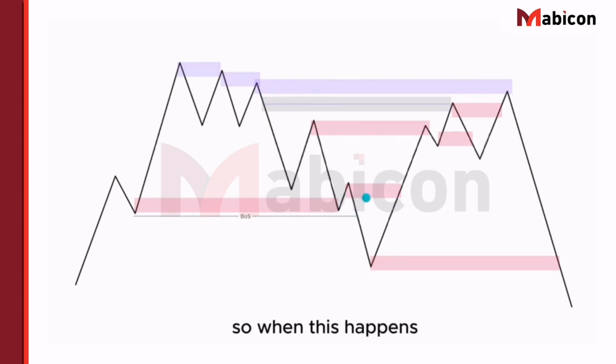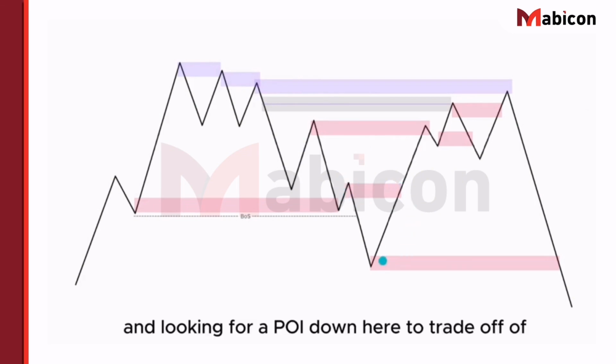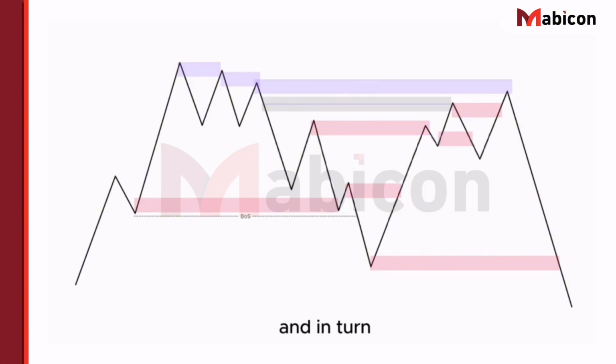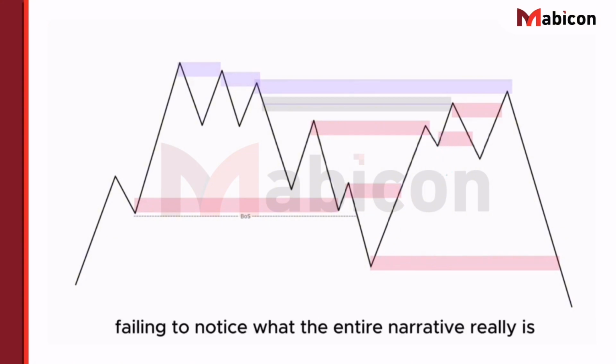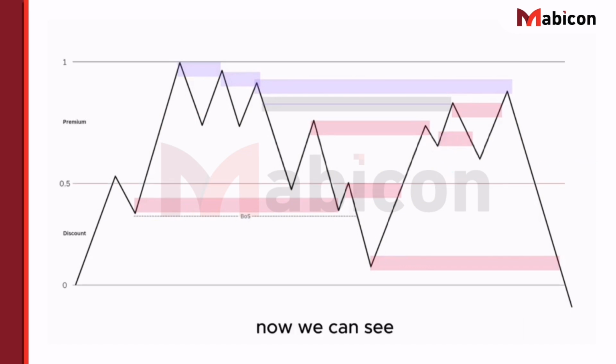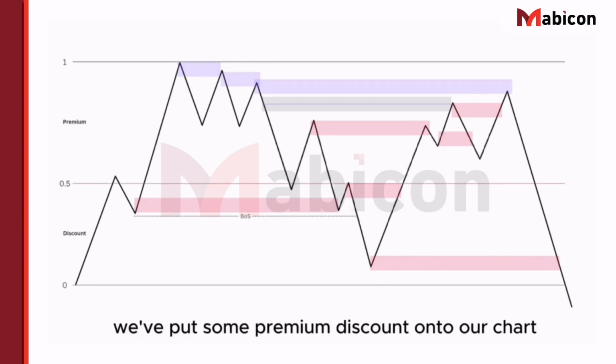So when this happens and we do see that change of character, most traders are looking for a POI down here to trade off of, or they're looking for one up here, and in turn failing to notice what the entire narrative really is. Now we can see we've put some premium and discount onto our chart.